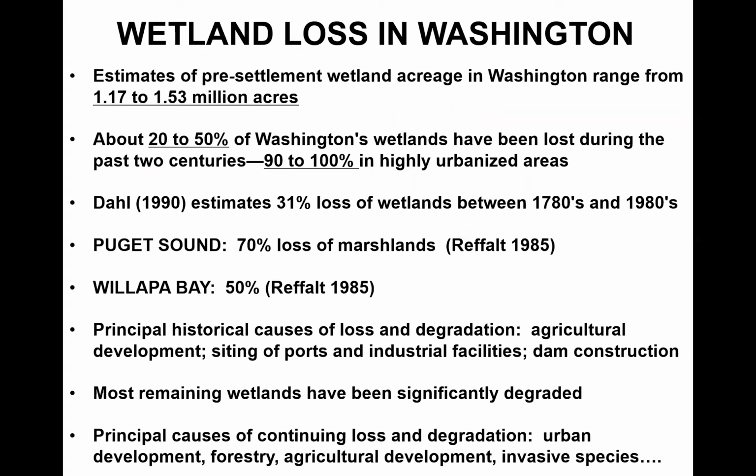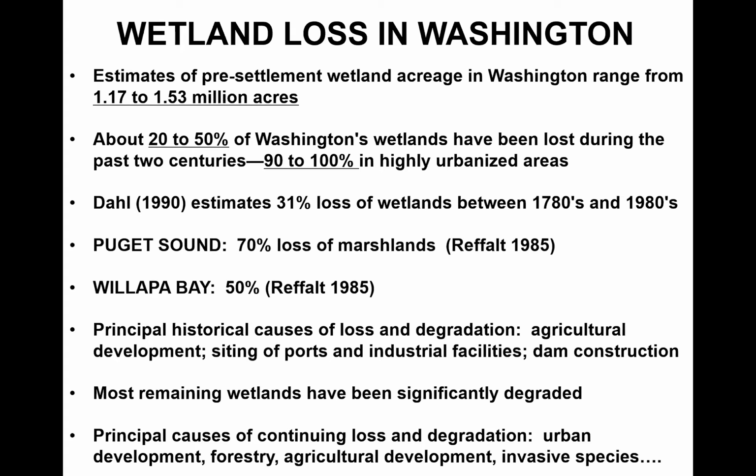In Washington, if we look specifically at our state, we're sort of in the ballpark along with the rest of the nation. Estimates of pre-settlement wetland acreage in Washington range from about 1.1 to 1.5 million acres. Again, depending on who you read, it's estimated that between 20 and 50% of Washington's wetlands have been lost during the past 2 centuries. And in urbanized areas, that loss is nearly complete. For example, the city of Seattle. In Puget Sound, it's estimated that 70% of marshlands, freshwater wetlands, have been lost. In Willapa Bay, it's estimated that there's been a 50% loss of wetlands in that important estuary.